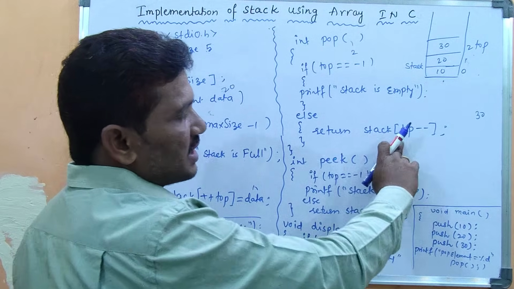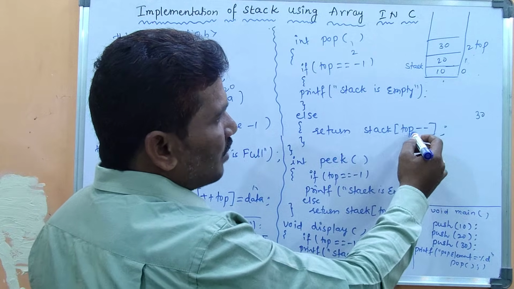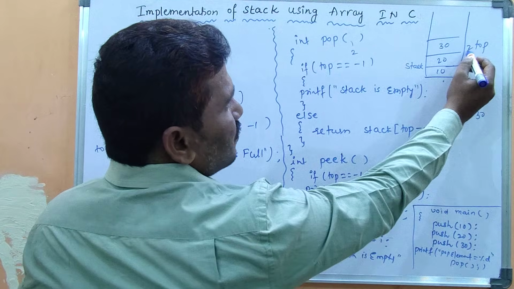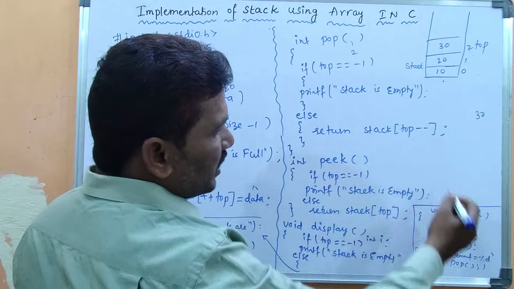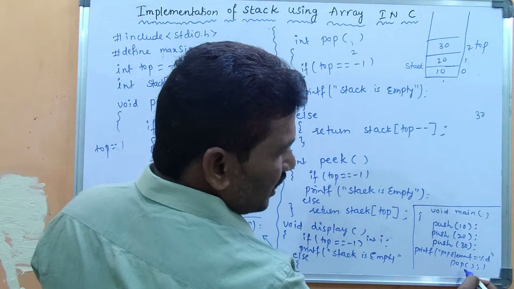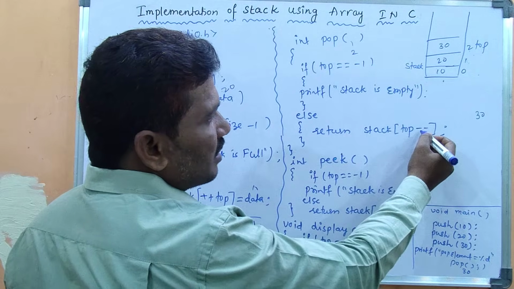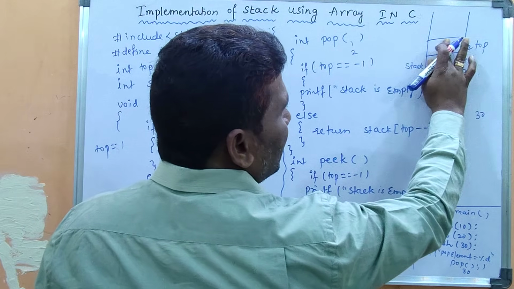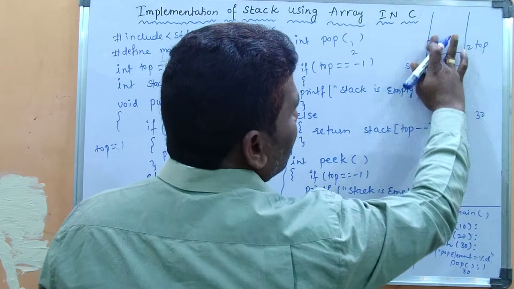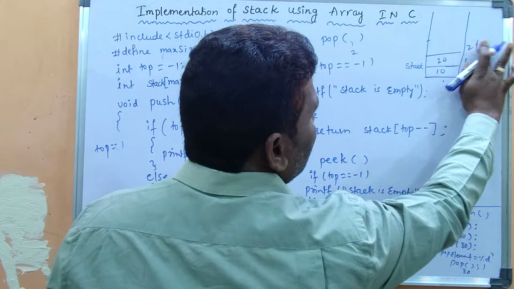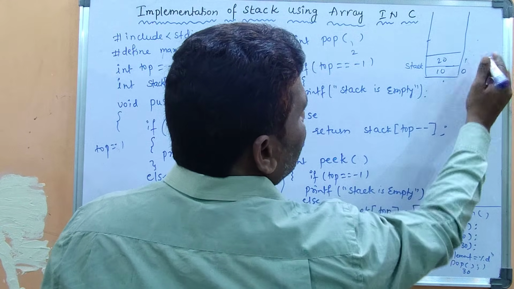What is the meaning of the statement? It returns the stack of top. Okay, stack of top value is what? 2. The stack of 2 means what? 30 will be returned to here. 30 will be displayed here. The top value is decremented by 1. Then after that the top value is decremented by 1. Then this is the top.